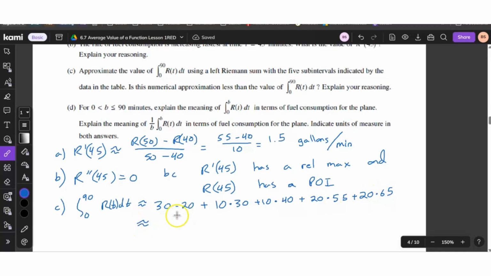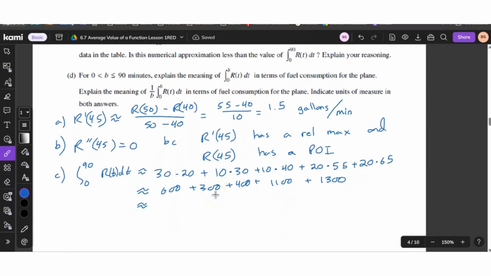And then we just work out what all that is. So let's see, 600 plus 300 plus 400 plus 1100 plus 1300. Guys, this is probably not a calculator question. That's why I'm doing it this way, right? If they give you that data in there, so far we haven't needed a calculator, so that's why I'm doing this by hand. Because most likely this is something you'd have to do by hand.